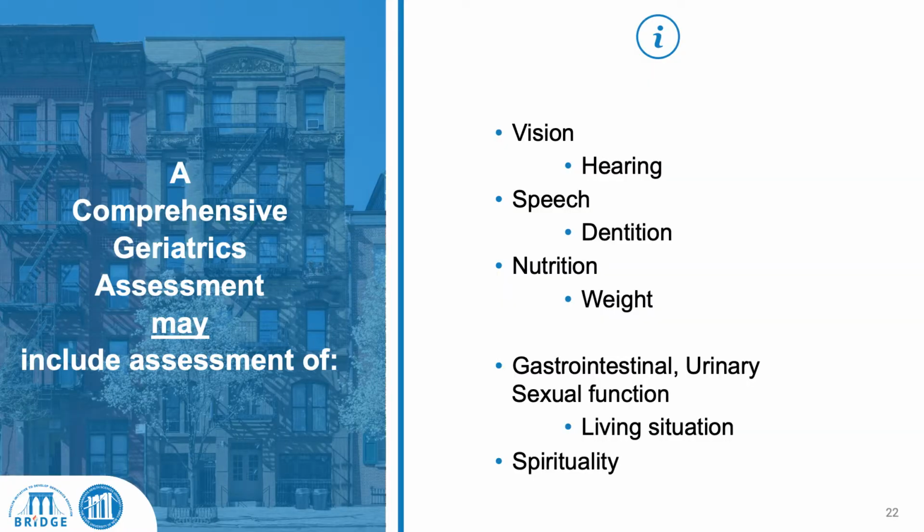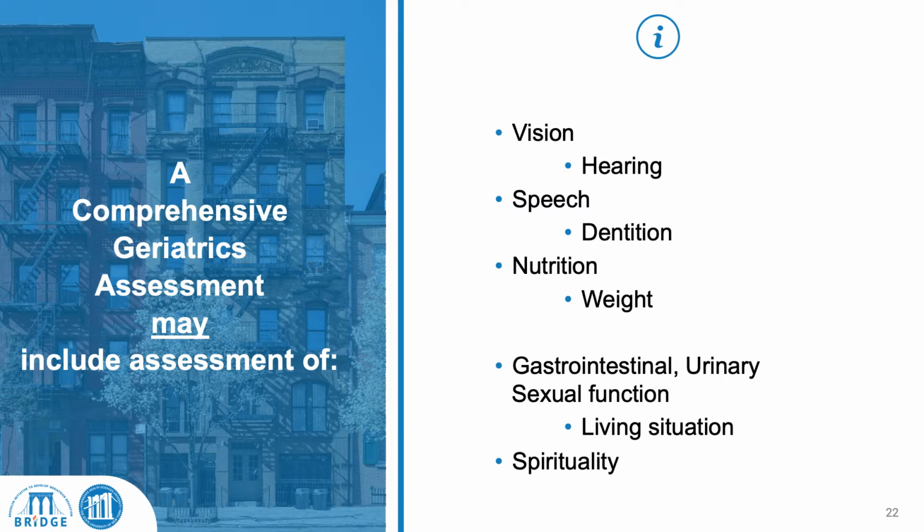A comprehensive geriatric assessment may include assessment of vision, hearing, which we actually recommend as part of our service because sensory deficits, vision and hearing, affect cognition sometimes, affect memory, affect mood, and affect the person's ability to function independently. Speech, dentition, how are the dentures fitting? They have them, but they won't wear them. They take them out to eat.